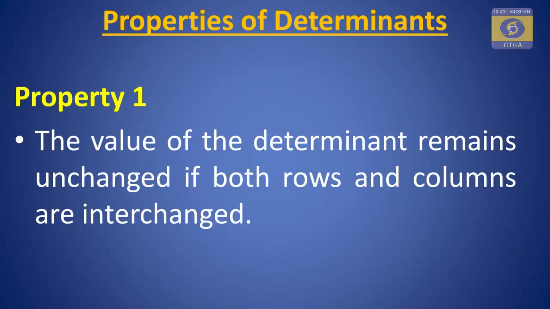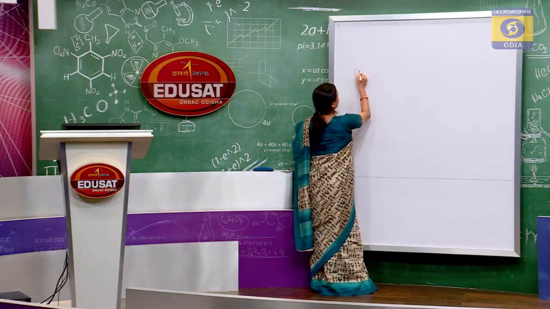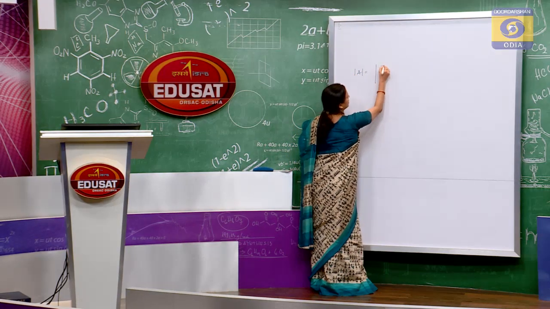So, the first property is that the value of the determinant remains unchanged if both rows and columns are interchanged. Now let me explain to you better. I will take an example of order 2. Let us say this is the determinant.